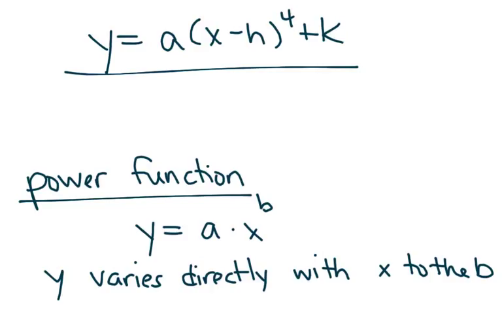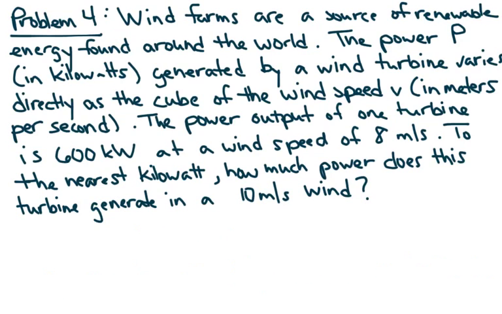These are all called power functions. They all fall under this family. And power functions arise in many real-world contexts related to the concept of direct variation. So a power function like y equals a times x to the b, we say that y varies directly with x to the b power. We have done direct variation before, so this is a good time to review it because we haven't seen it in a while. So let's do a direct variation problem.